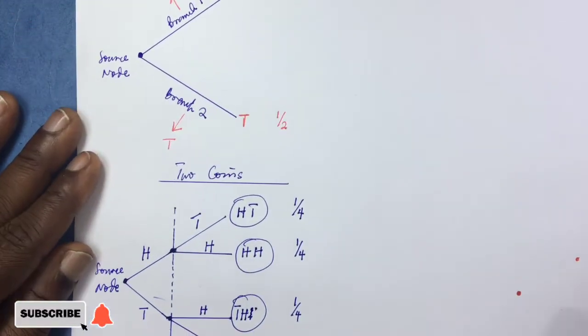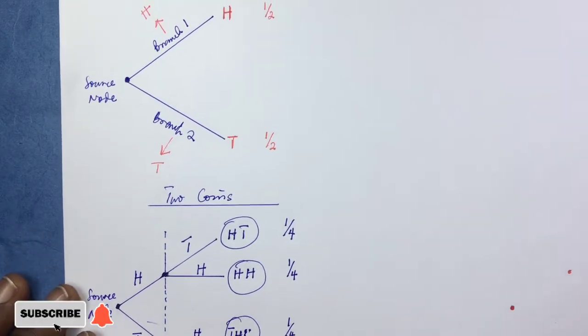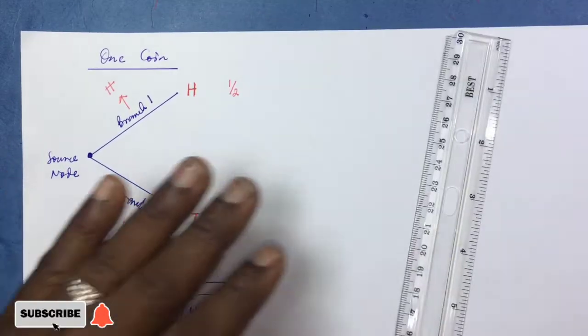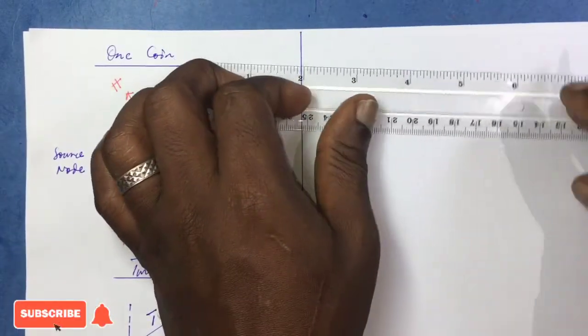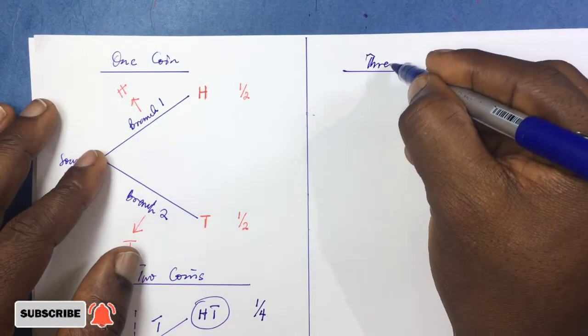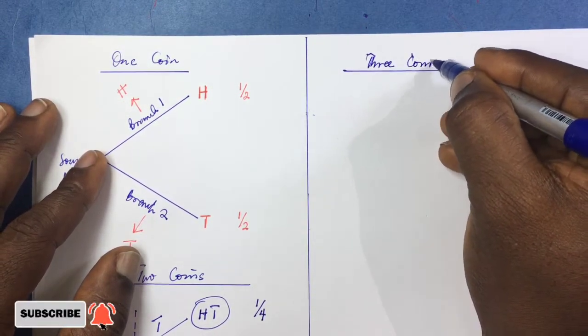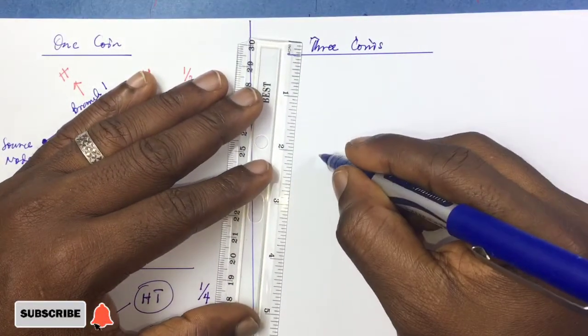Now, that is a probability tree for tossing two coins once. What if we toss 3 coins? 3 fair coins, okay? Now, if we toss 3 fair coins, we would have a probability tree like this.